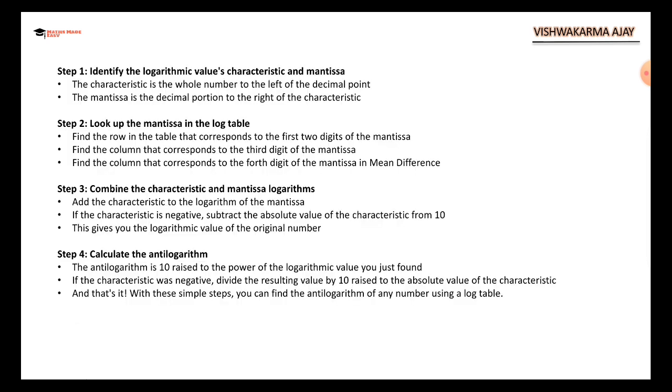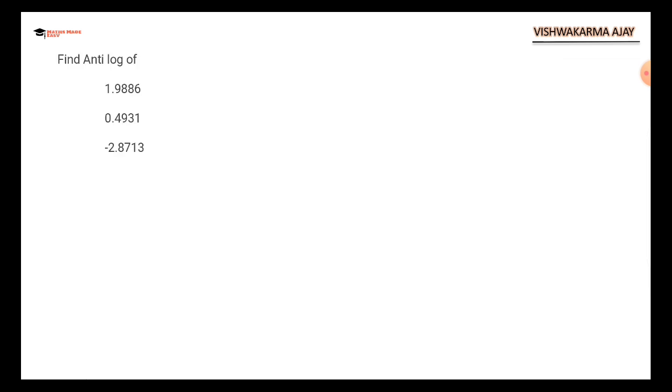Here are some theoretical steps. If you wish, you can pause the video and read them, but I'm going to explain them in a simpler way in the next few slides. Okay, we are going to find these three: antilog of 1.9886, antilog of 0.4931, and antilog of minus 2.8713.